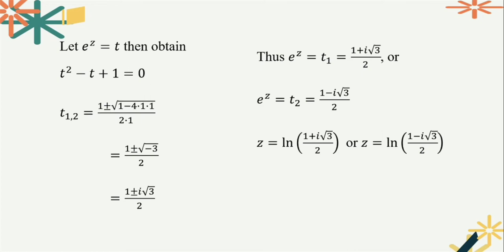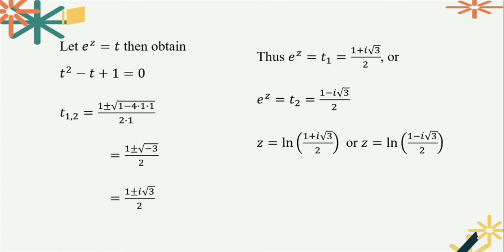After that, let exponential z equal to t. Then we obtain t squared minus t plus 1 equals 0. Using the quadratic equation, we get t1, t2 equal to 1 plus minus i square root of 3 over 2.